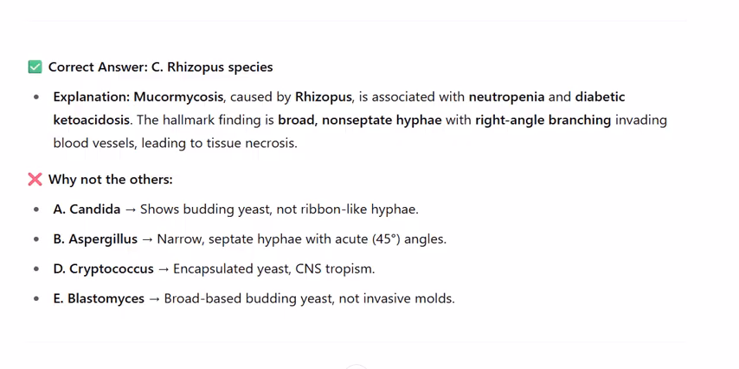D. Cryptococcus is an encapsulated yeast with CNS tropism. E. Blastomyces is a broad-based budding yeast, not an invasive mold.